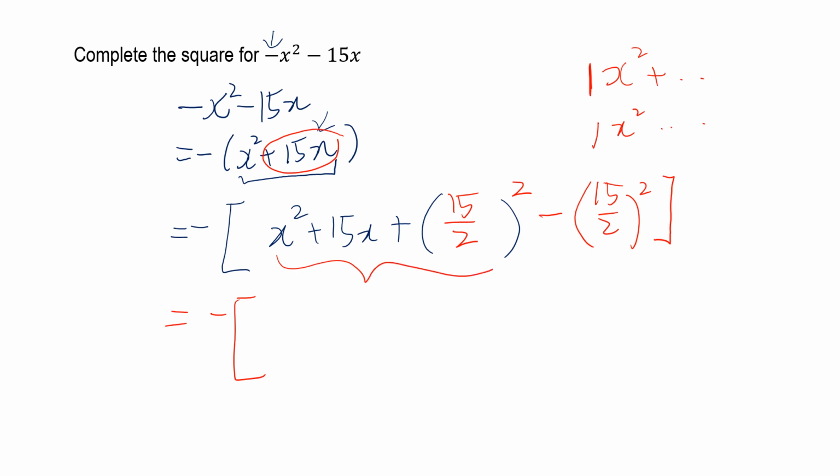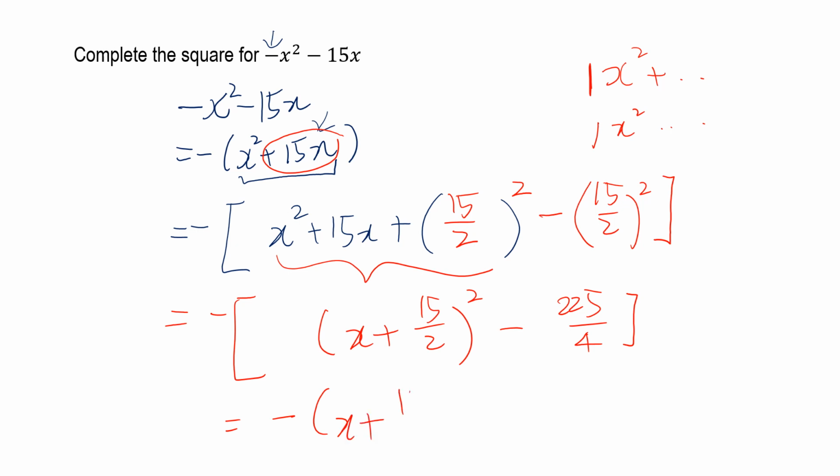So this part will become (x plus 15 divided by 2) squared. You can just use your calculator to work this out. It will give you 225/4. Right, we're not done yet. You still have to multiply the negative into your brackets. This and this will give you positive. Okay, this is how you do it if you're given negative x squared instead of positive x squared.